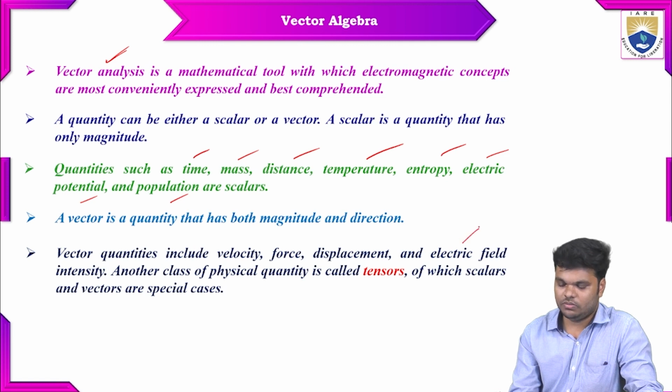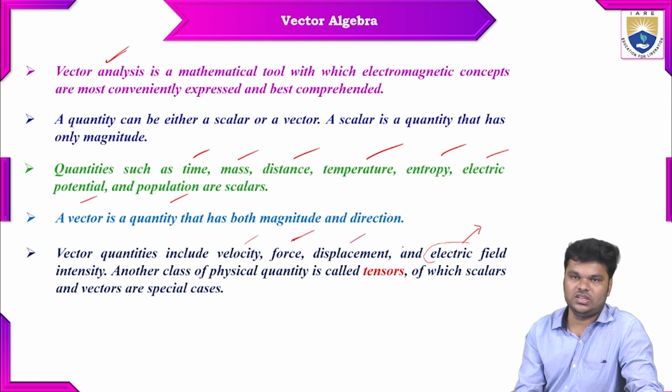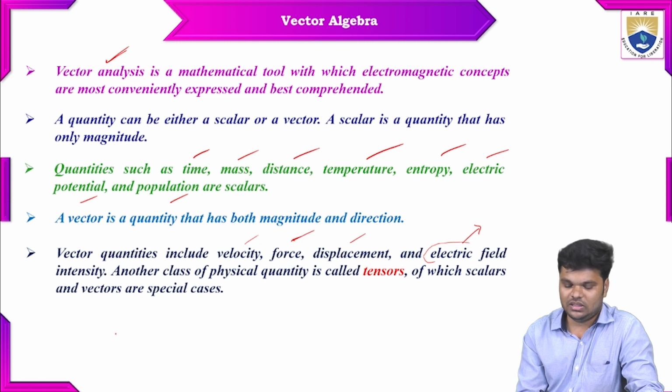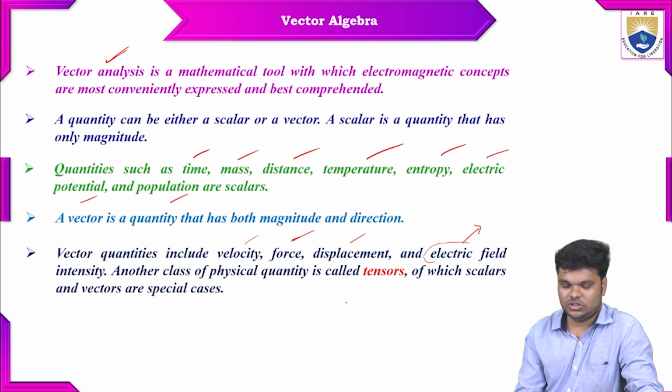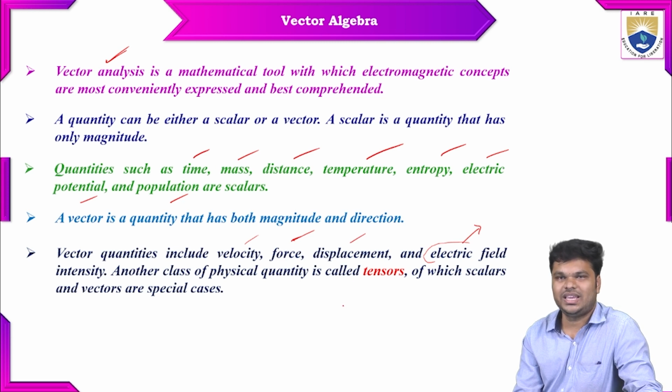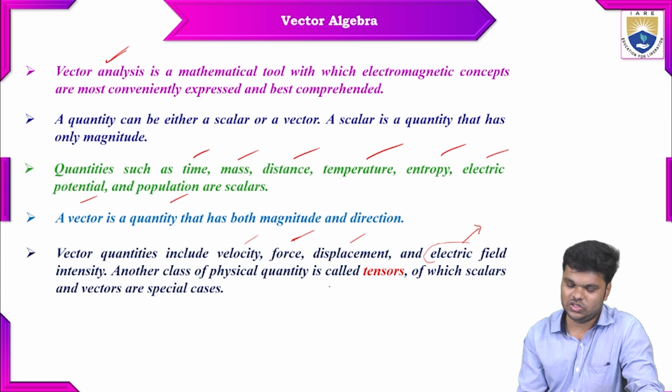This term might be new to you, electric field intensity. Actually, this term is in this course, electric field intensity. And you might have come across terms like velocity, force, and displacement. I hope that you know that these quantities are generally vectors. And there is another class of physical quantity called tensors, which is a special case of scalars and vectors. In this course, we are not much concerned about these tensors.